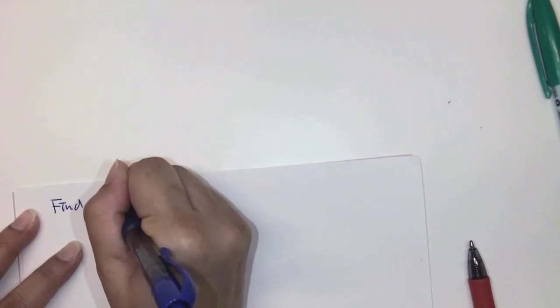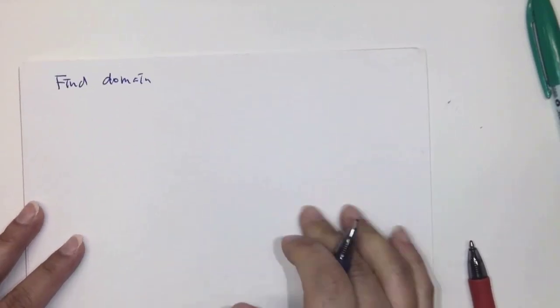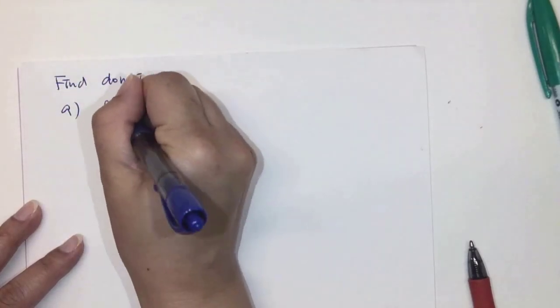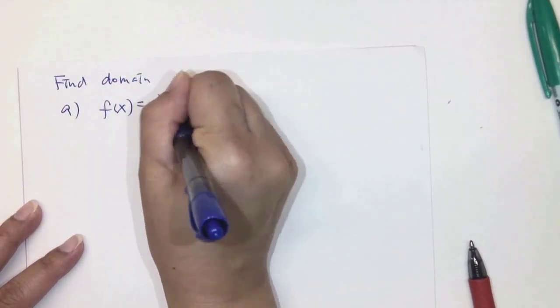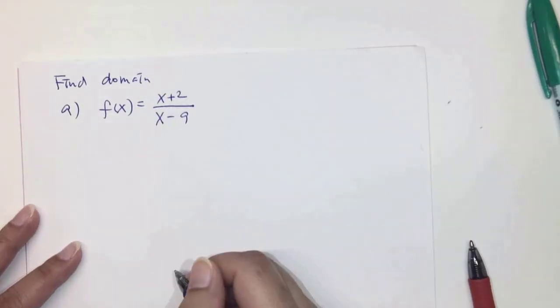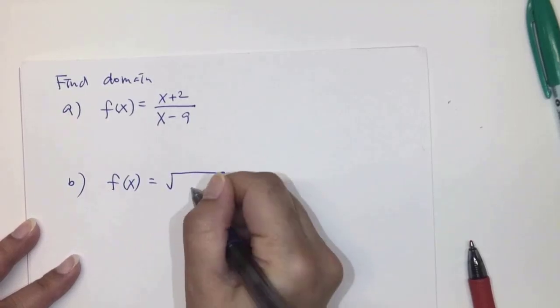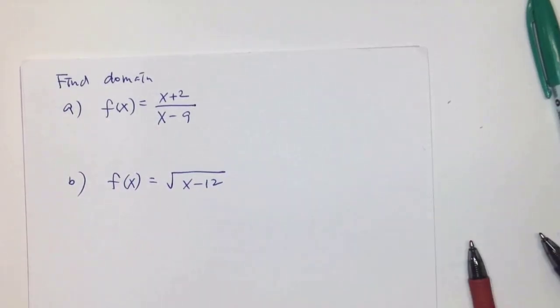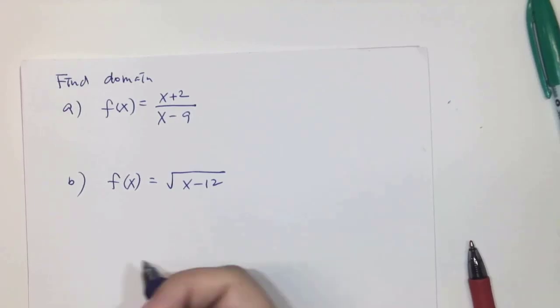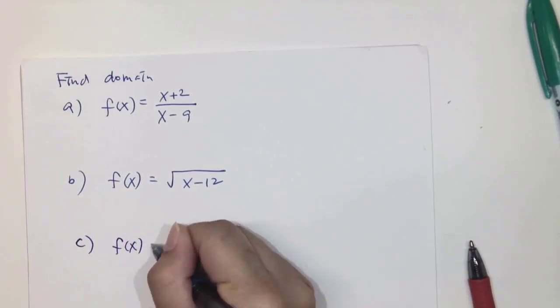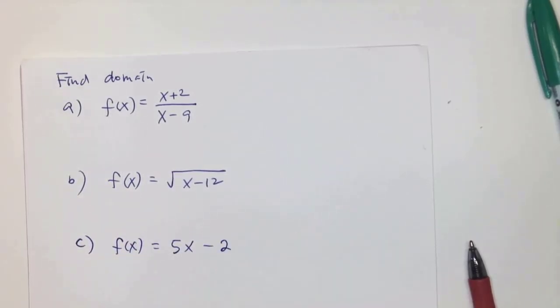So the next one is going back to algebra stuff. They want to find the domain. Domain is the possible x values. One of them says f of x equals (x plus 2) over (x minus 9), which has a denominator. The second one has something under the root, x minus 12. So both of them have some restriction. Normally, if it's a regular function, like f of x equals 5x minus 2, the last one, what kind of function is it?